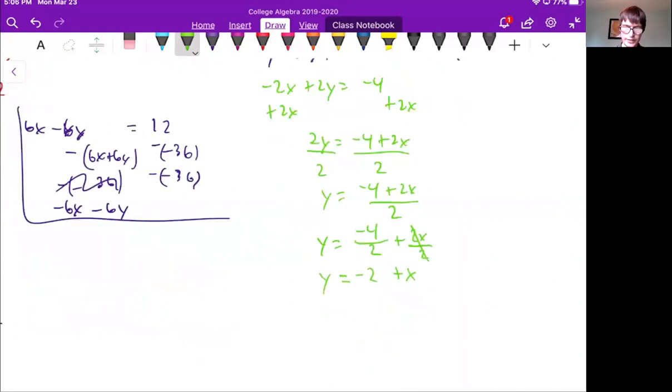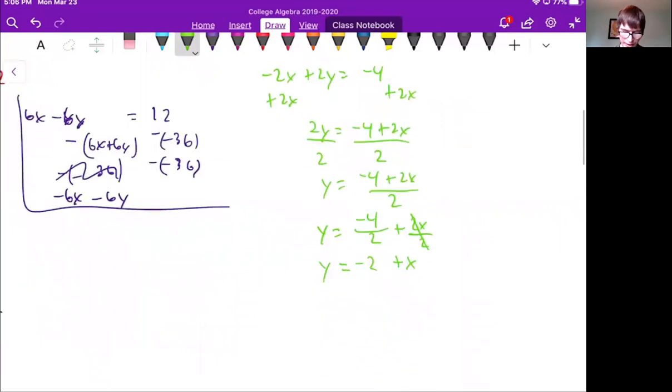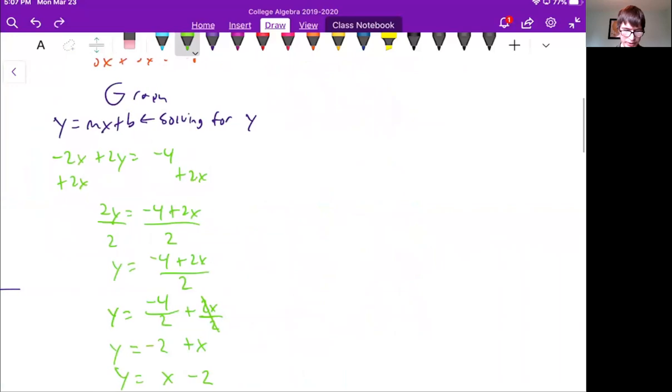Or if we switch that around a little bit, we can write it in proper mx plus b form: y equals x minus 2. I switched them around because we want to have that x first, and then the number. All right, so y equals x minus 2 is mx plus b for that equation.